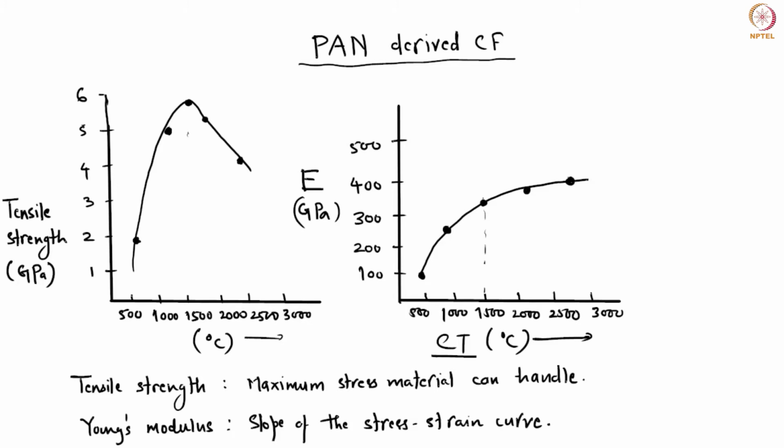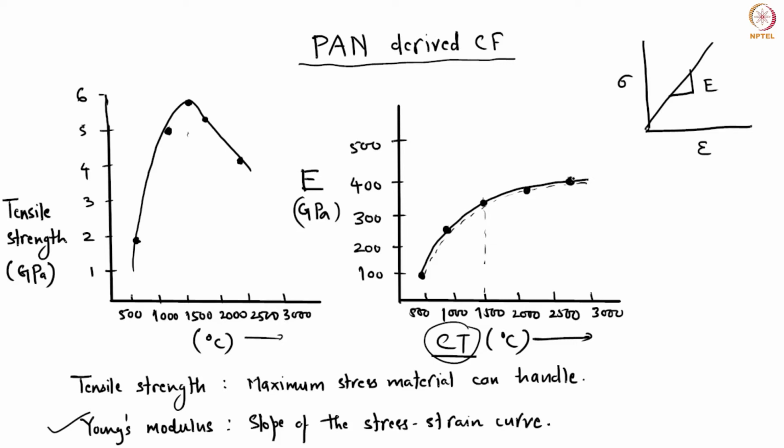Okay, why? You should understand there are two important parameters. Number one is your Young's modulus. Young's modulus, what is it? This is the slope of the stress-strain curve. That is your Young's modulus, which keeps on increasing as you increase the carbonization temperature. So in this curve, you will see this profile, where this is your carbonization temperature. Above 1500, you do have an increase in the Young's modulus. However, it is not a very sharp increase. The curve almost flattens, but there is a certain increase.